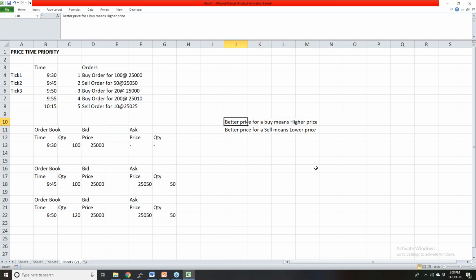Anyways, better price for a buy means higher for the exchange. This is for the exchange. So exchange will consider your buy price better if it is higher, right? Is this fine?